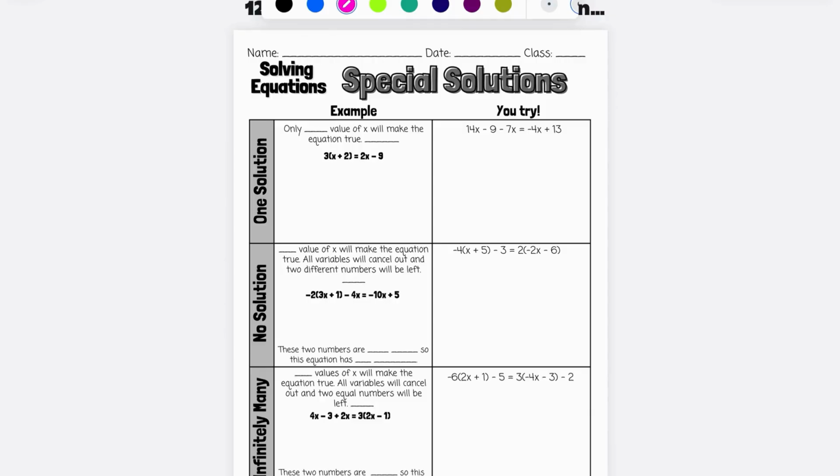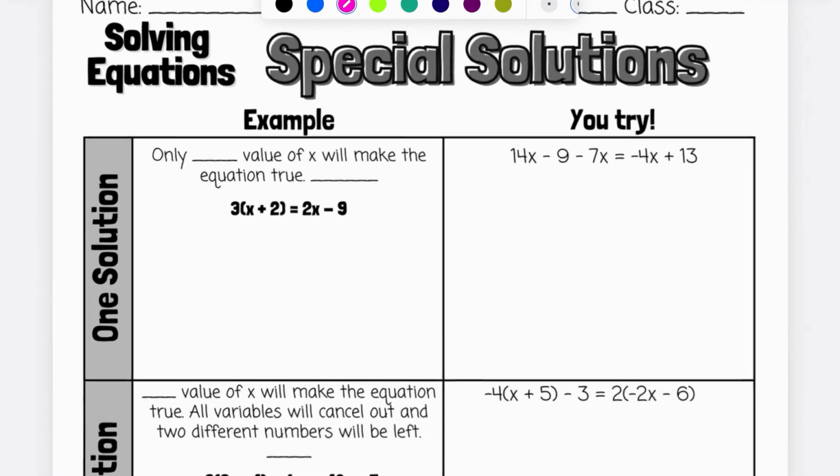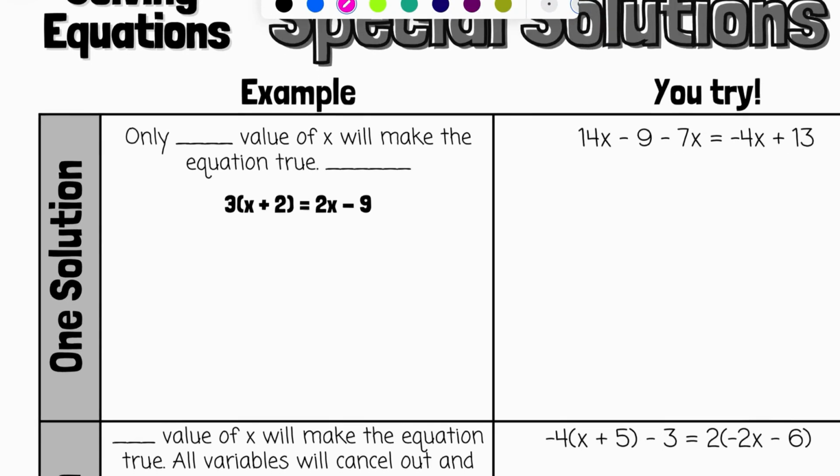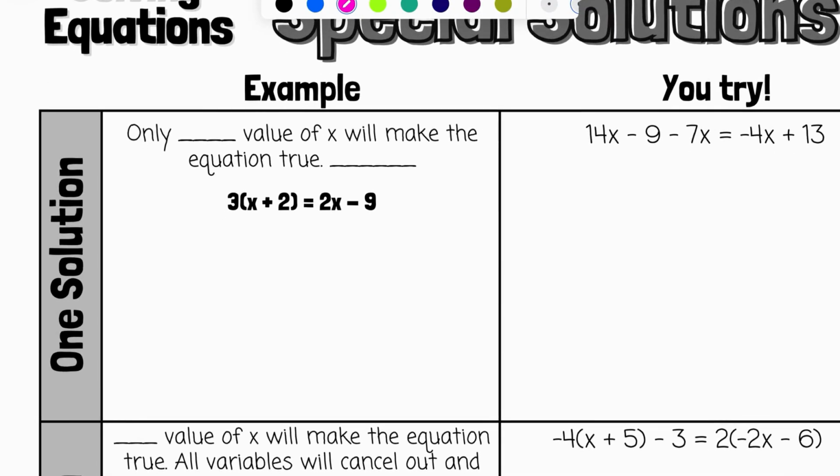So when you solve an equation, one of three things can happen. You can have a single solution, just one number that makes x true. You can have a no solution equation, and you can have infinitely many solutions. Okay, so let's take a look at each of these and see what happens.